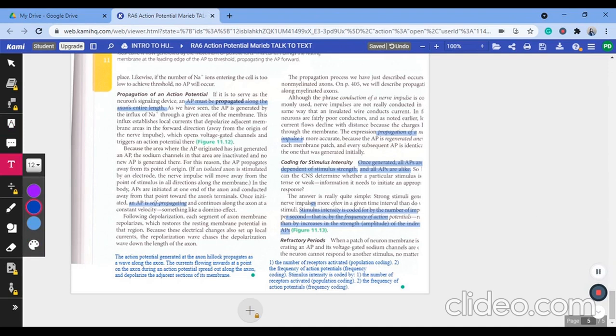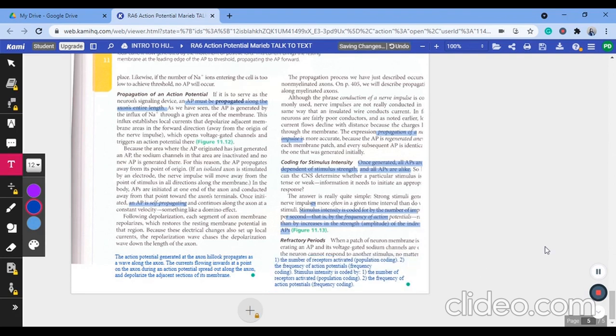Okay, so a number of things that I learned from the paragraph about coding for stimulus intensity. Number one, the number of receptors activated, which is population coding, and number two, the frequency of action potentials, which is frequency coding. So stimulus intensity, as mentioned in this paragraph, is coded by the number of receptors activated, which is population coding, and the frequency of action potentials, which is frequency coding. So that is it for reading aloud assignment number 6, which talks all about action potentials.